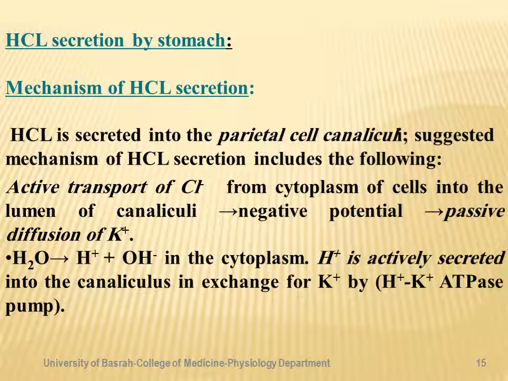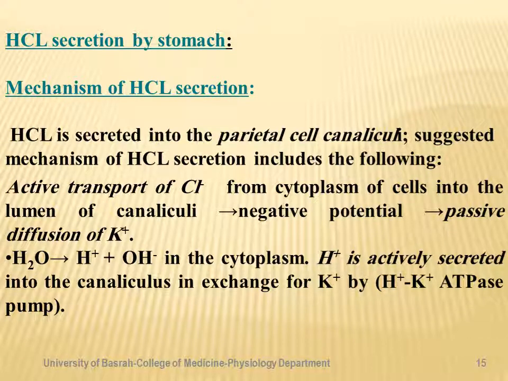يعني هذا النيجاتيف بوتنشال راح يسبب لي passive diffusion، يجر البوتاسيوم اللي يجي لي من اللومن اوف كانيكولا، يروح يقعد مكانه بالسيتوبلازم اوف ذا parietal cell. الووتر dissociated to hydrogen and hydroxide وهذا يصير بالسيتوبلازم اوف parietal cell. هذا الهيدروجين اللي يطلع لي is actively secreted into the lumen of the canaliculi of parietal cell in exchange with أيضا بوتاسيوم by a pump أسميه هيدروجين بوتاسيوم ATPase pump.